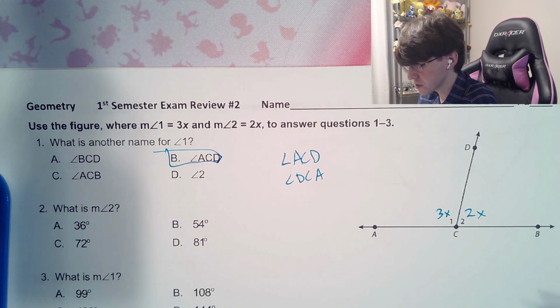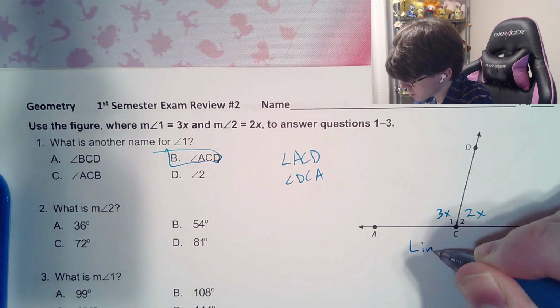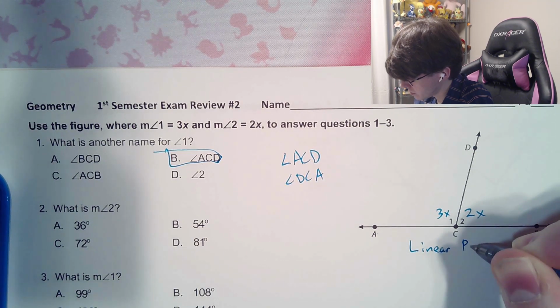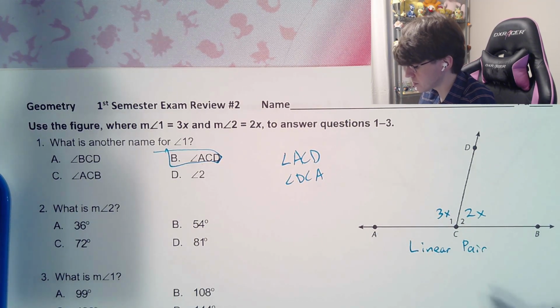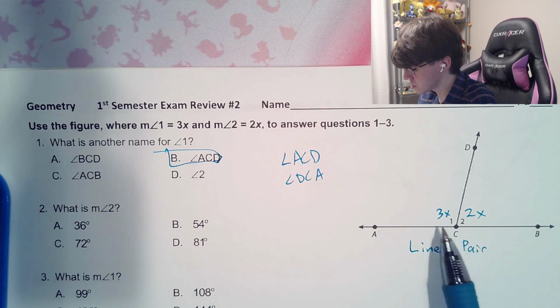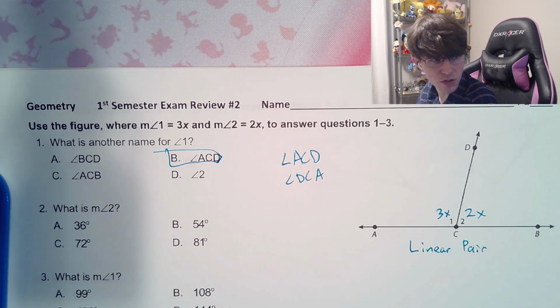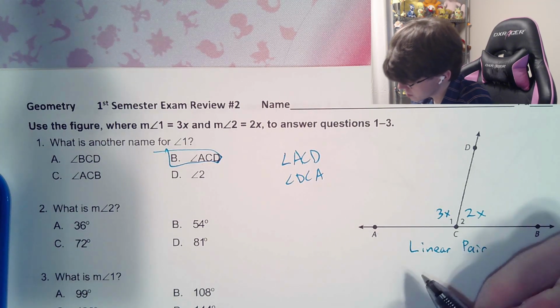To find the measure of angle 2, I think it's going to be easiest to remember the idea that these two angles form what is called a linear pair. The idea of a linear pair: the word pair is 2, the word linear is on a line or like a line. So 2 on a line. These two are on a line. If they're on a line, the two angles will add to 180 degrees.